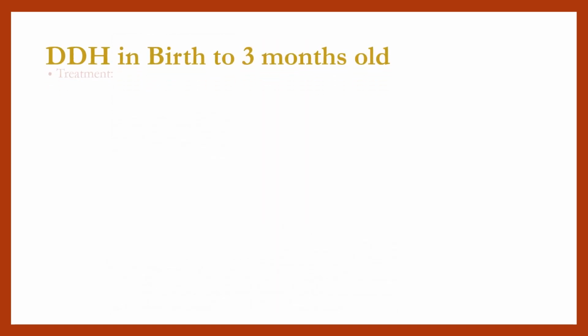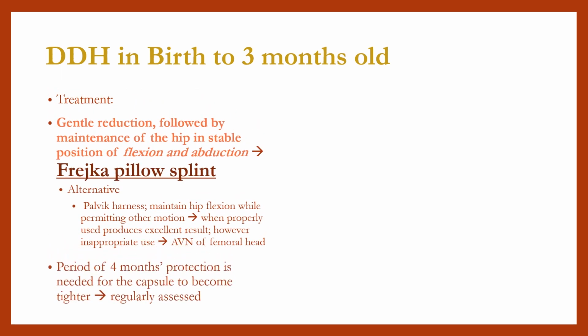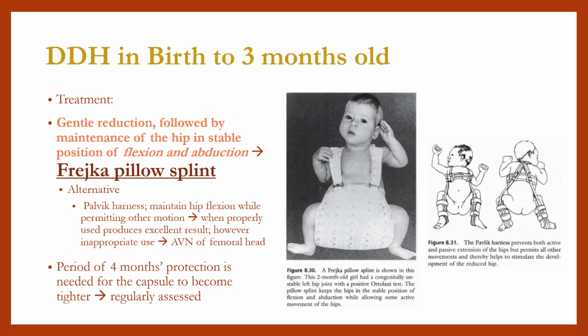The treatment involves gentle reduction followed by maintenance of the hip in a stable position of flexion and abduction using a Frejka pillow splint. An alternative to the Frejka pillow splint is the Pavlik harness. A period of 4 months of protection is needed for the capsule to become tighter, and it should also be regularly assessed.